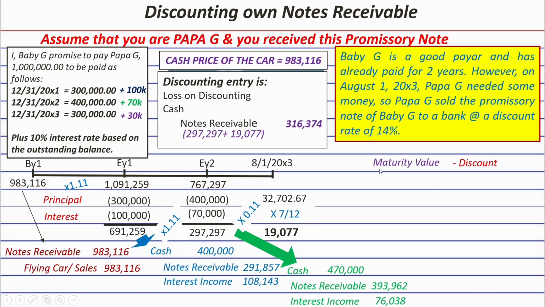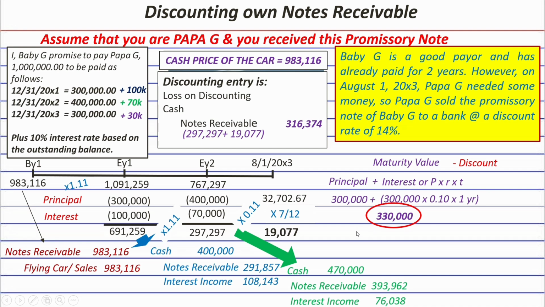So if we try to break down the maturity value, that is principal plus interest. And if we break down the interest, that's principal times interest rate times time. Okay? So let's apply that. So principal is 300,000 plus 300,000 times 10% rate times 1 year. And we have the interest 30,000. So the maturity value is principal of 300,000 plus interest of 30,000, that's 330,000.